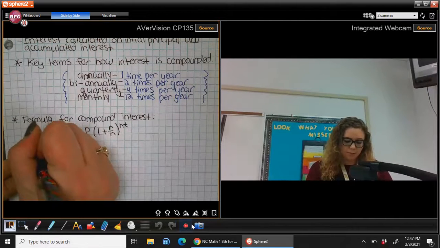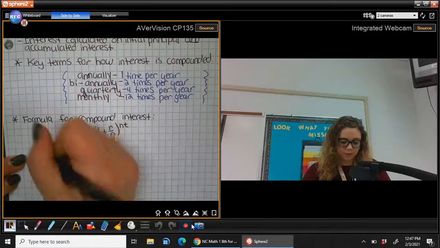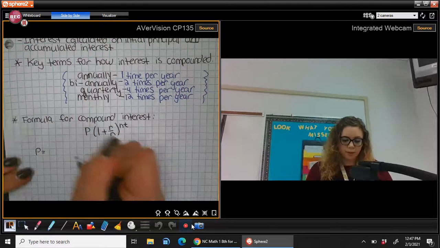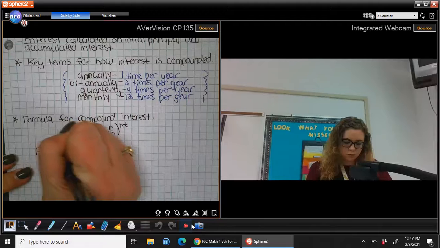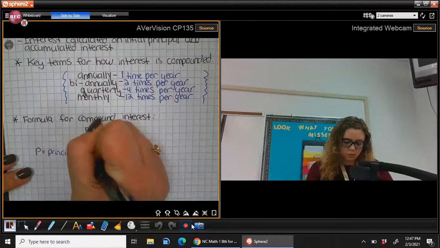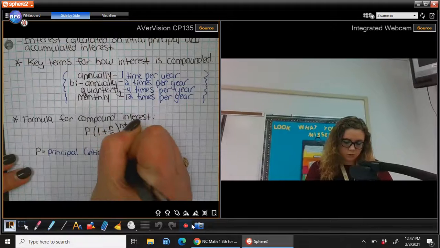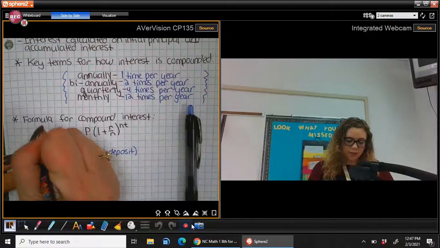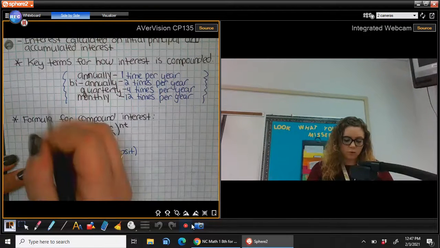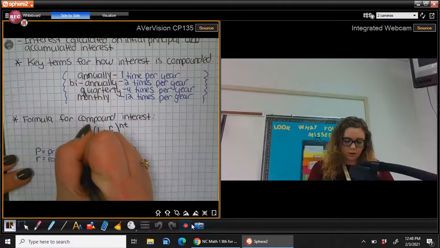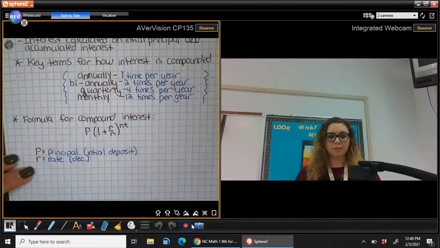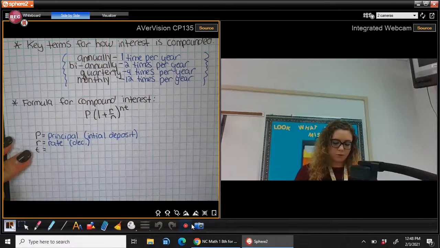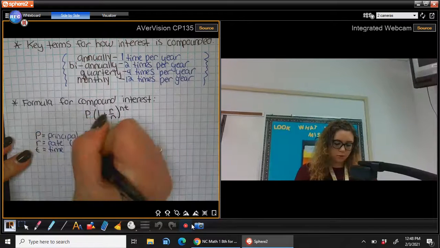So you have P. P stands for the principal or the initial deposit. What you initially start putting in. R stands for rate. Again, you always need a decimal. You have to convert the percent to decimals. T is for time. It's going to be in years.